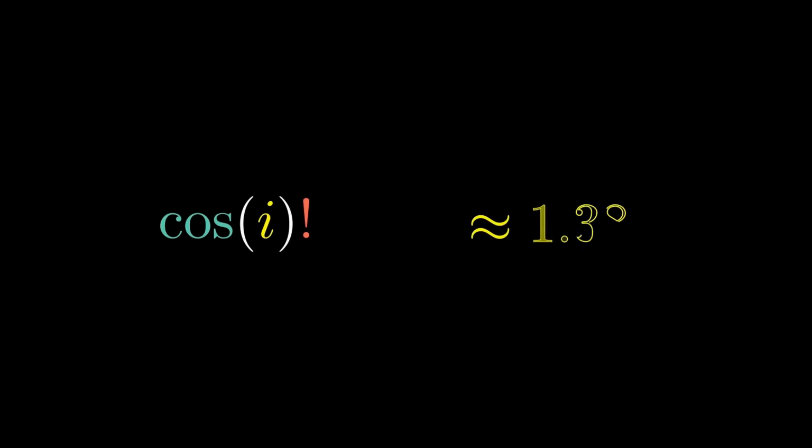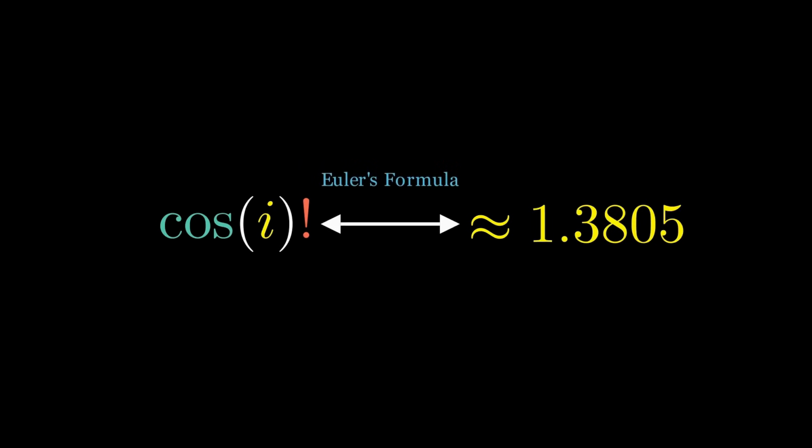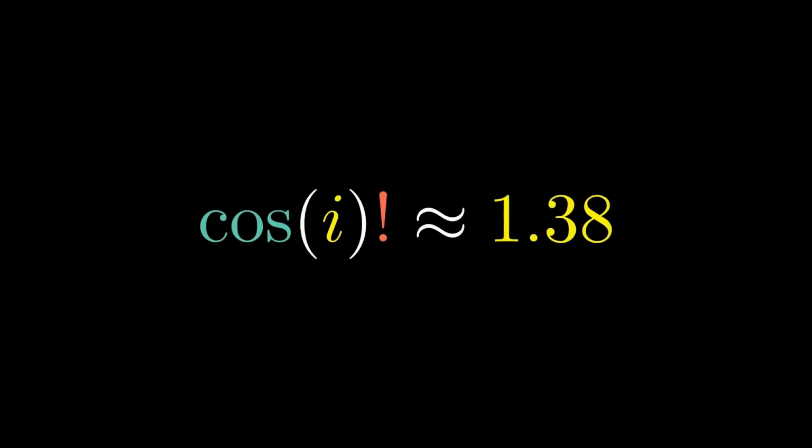So we actually arrived. Cosine of i factorial isn't nonsense, it's just hidden behind definitions. First, we rewrote cosine of i using exponentials, and it turned into cosh of 1, about 1.543. Then we extended factorial with the gamma function, so non-integers finally make sense. And when we compute that gamma integral, the imaginary number collapses to a clean real value. Cosine of i factorial is approximately 1.38.